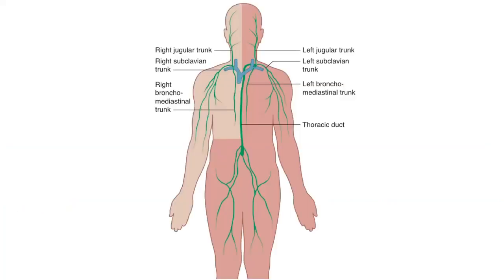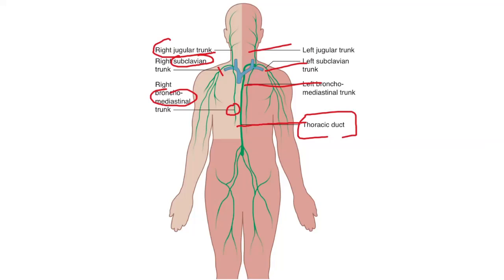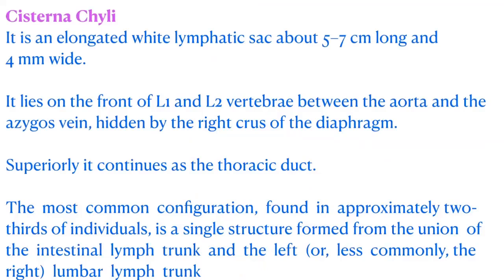You see, these are the right jugular trunk, subclavian trunk, and right bronchomediastinal trunk. This is the left jugular trunk, left subclavian trunk, left bronchomediastinal trunk, and this is the thoracic duct. So all the lymph from the lower limbs, abdomen and viscera goes to the cisterna chyli, CC, which opens into the thoracic duct, TD. Coming to the cisterna chyli.